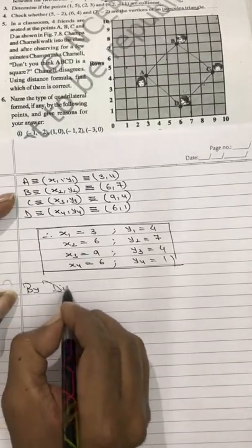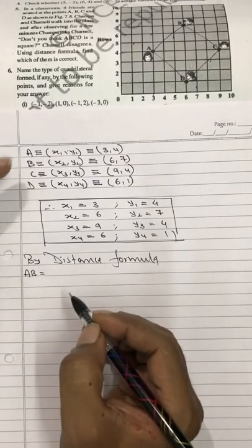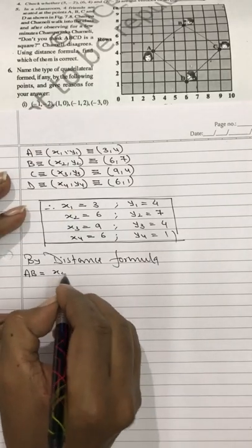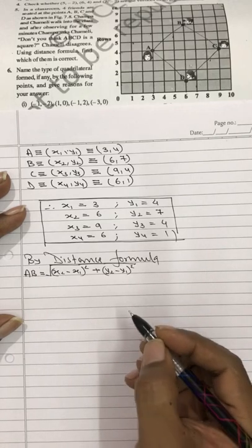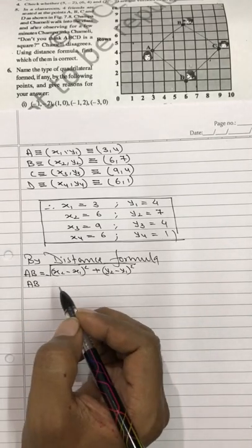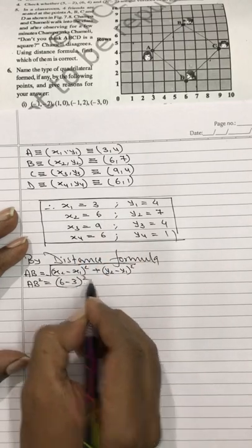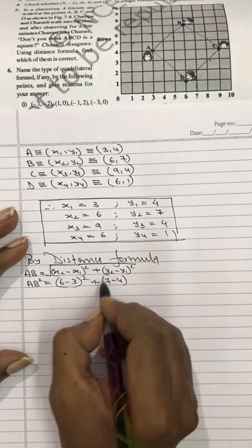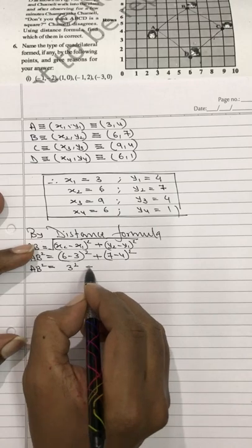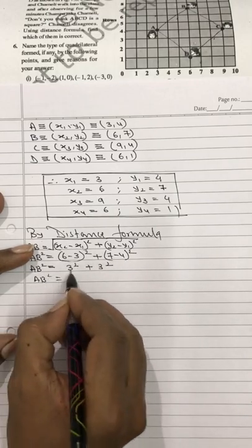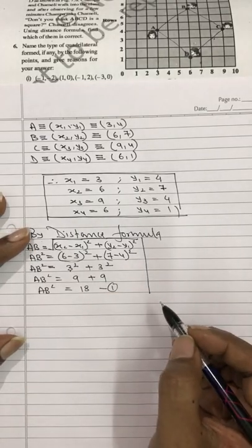By distance formula, first I will find AB. AB is x2 minus x1 the whole square plus y2 minus y1 the whole square, root of this. Everywhere it is positive, no problem. Actually here also there is no need, we can straight solve. AB square is equal to 6 minus 3 the whole square plus 7 minus 4 the whole square. We will just have to find that they are congruent. So AB square is equal to 6 minus 3 is 3 square plus 7 minus 4 is 3 square. AB square is equal to 9 plus 9, AB square is equal to 18. Fine.